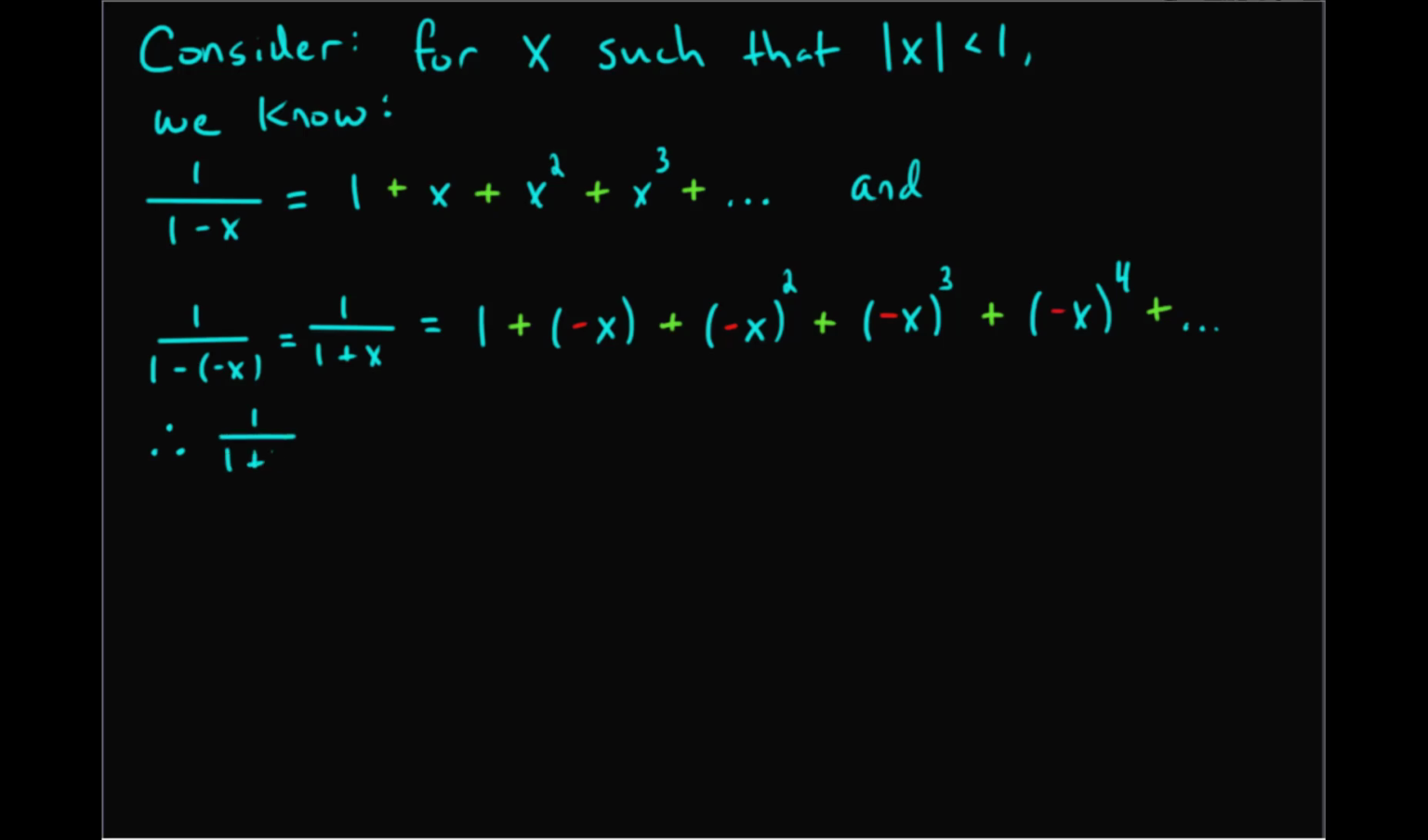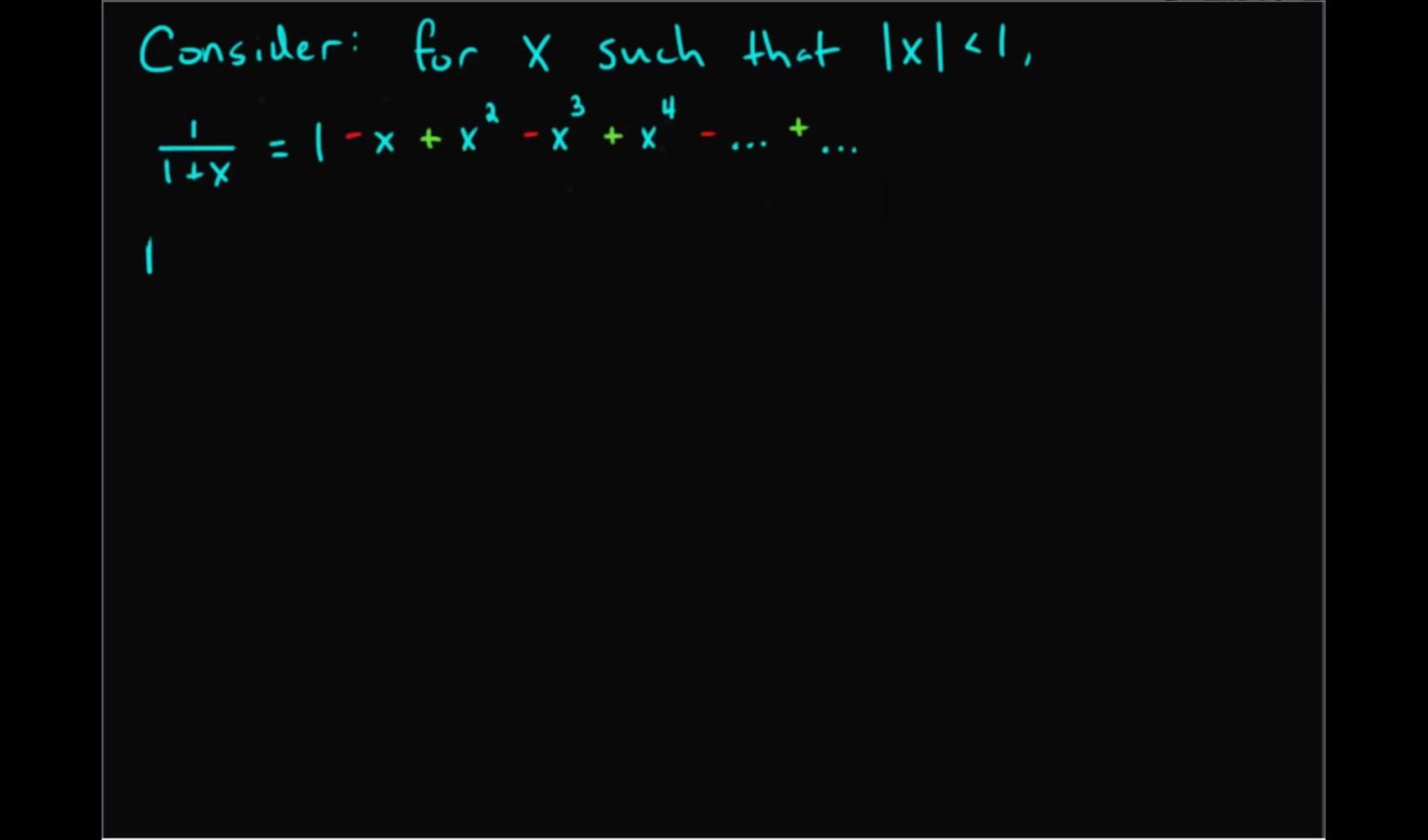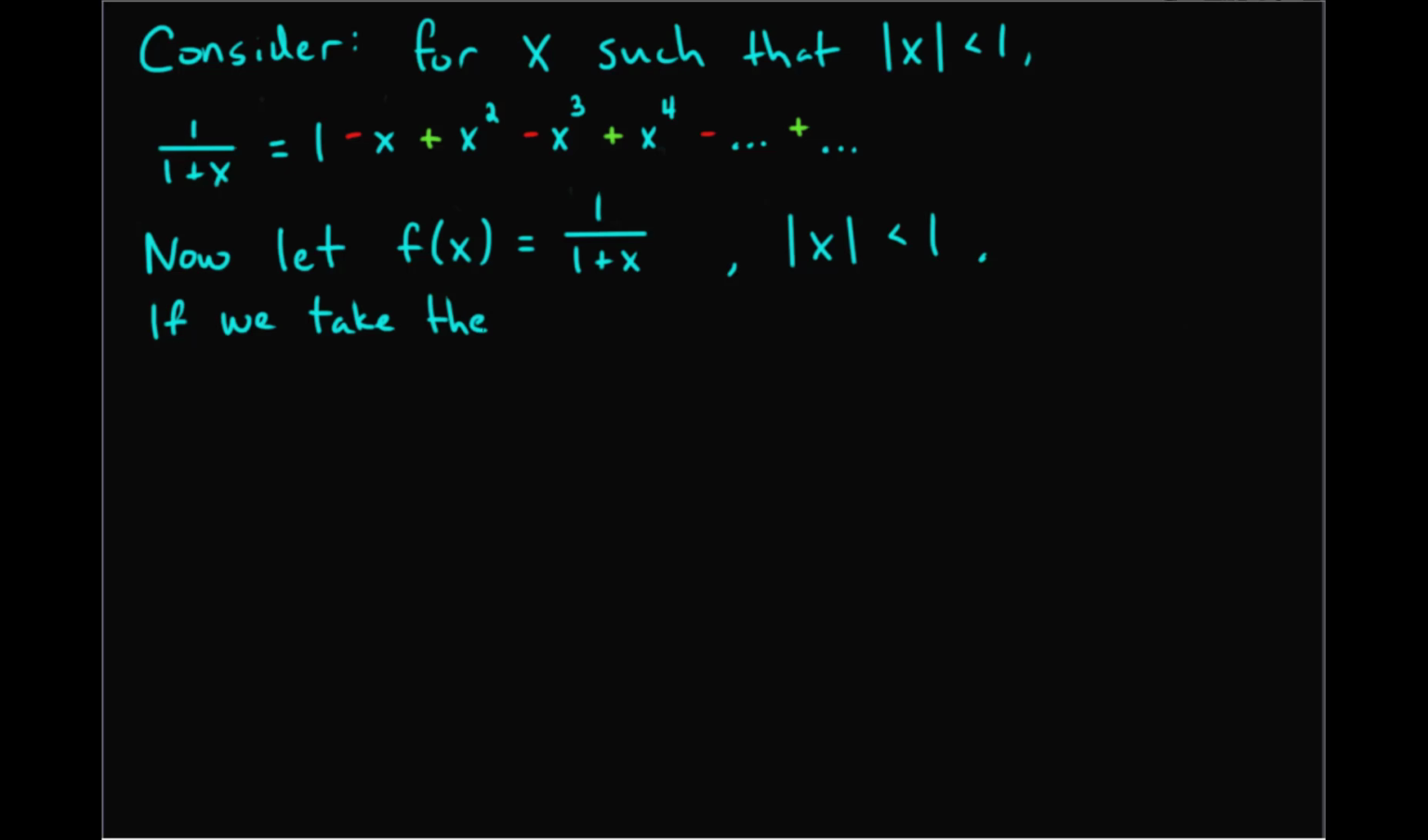So then we get that 1 over 1 plus x equals 1 minus x plus x squared minus x cubed plus x to the fourth, and so on. So this is our series expression for 1 over 1 plus x, convergent whenever the absolute value of x is strictly less than 1. And Euler asks the question, well, okay, that's our series expression for 1 over 1 plus x, and it only converges when the absolute value of x is less than 1.